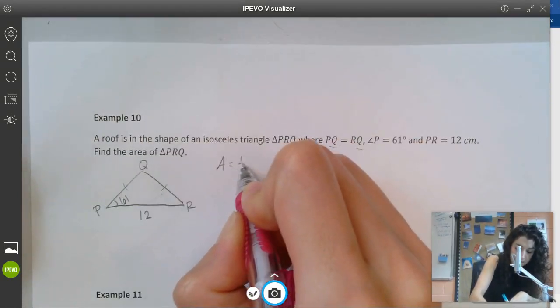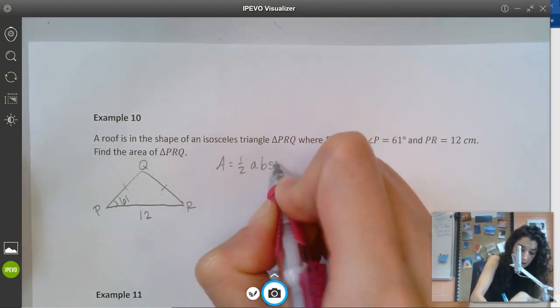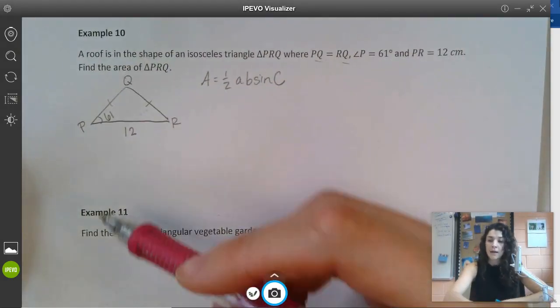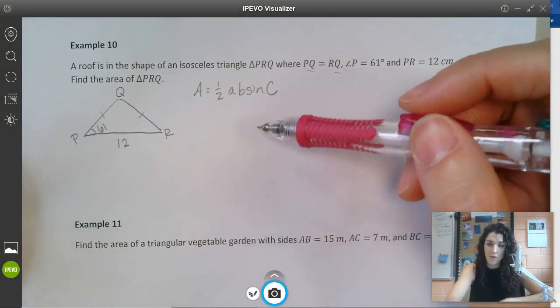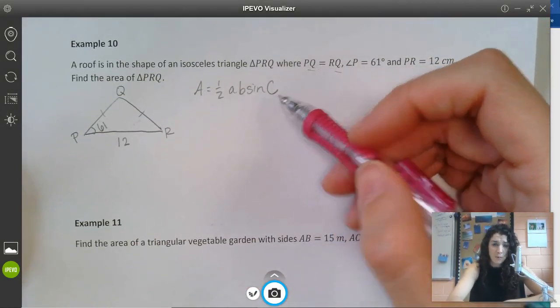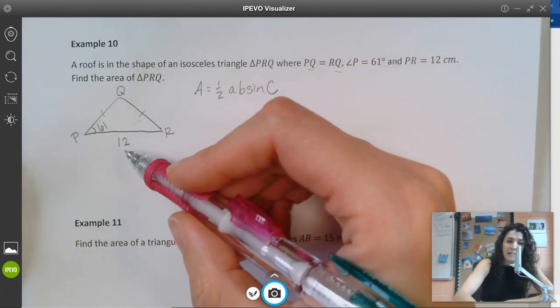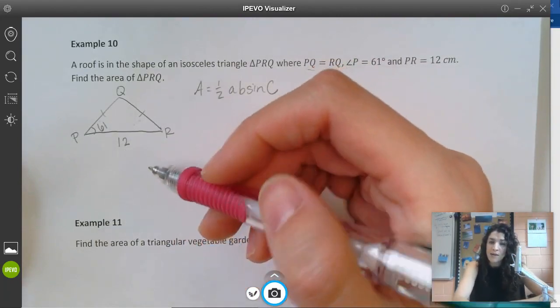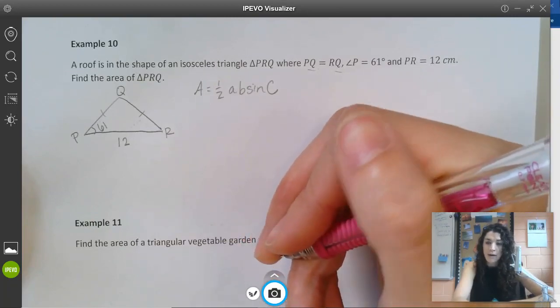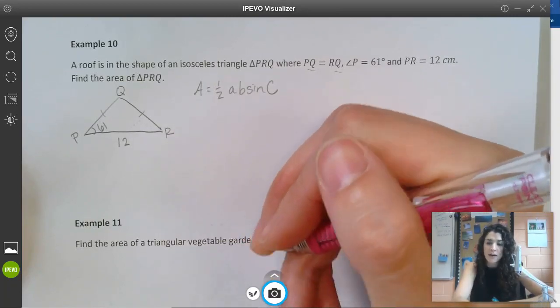So hopefully you all have realized the pattern here of things that we should be writing out at the top of a problem: a diagram, as well as the area formula. Okay, what do we have? We have the angle, and we have one side length. But right now we need another side length in order to find the area. And so now we need to start thinking about how I would find another side length.